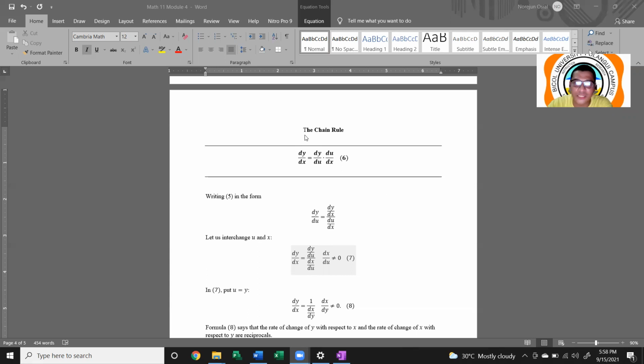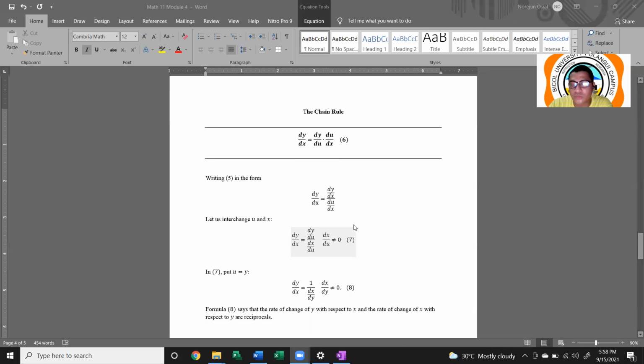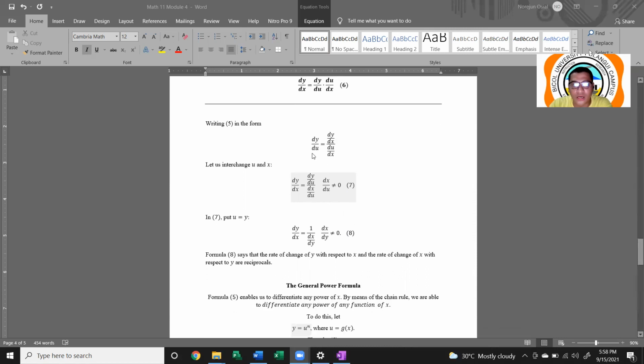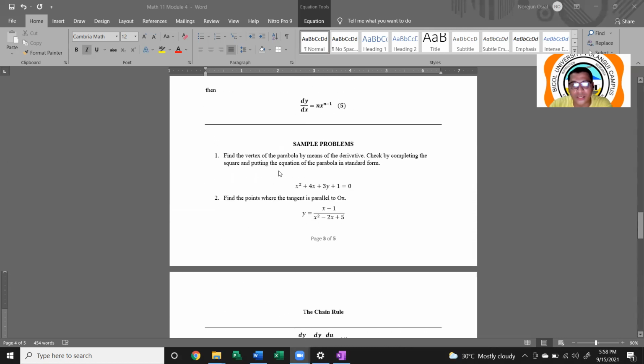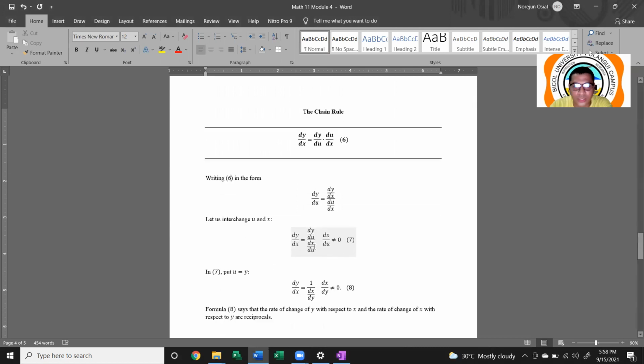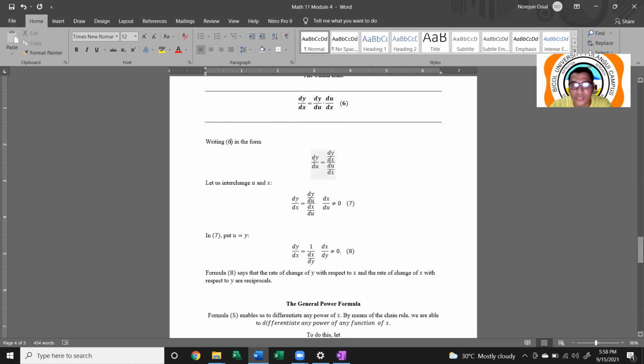Let us algebraically manipulate formula 6 so that we can arrive at some special, or derived, formulas of the chain rule. When I wrote formula 5 here, I mean this should be formula 6. Sorry. From this chain rule, we can derive these two formulas that are also helpful for us to determine the derivative of y with respect to x.